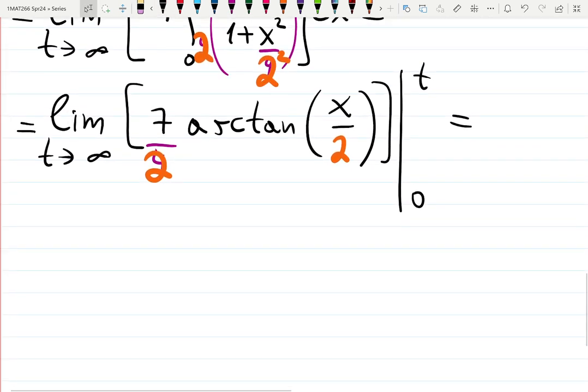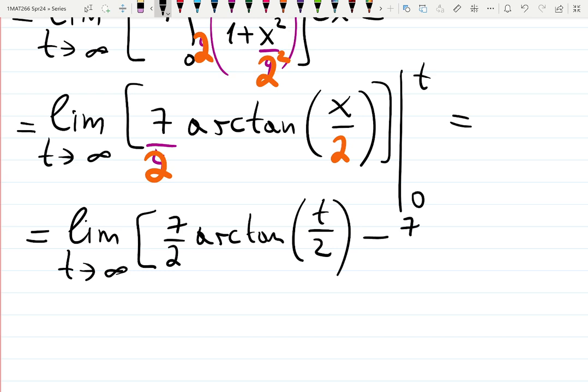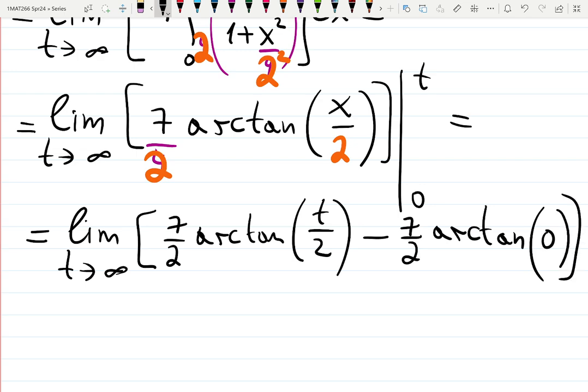So if you're stuck with this algebra, put a note, review. That's what this review is for. So at home, review what just happened. Equals. Still don't do the limit. I still need to have a finite answer. So plug in t. 7 over 2 arctangent of t over 2 minus 7 over 2 arctangent of 0. Equals. Now let's deal with t later.